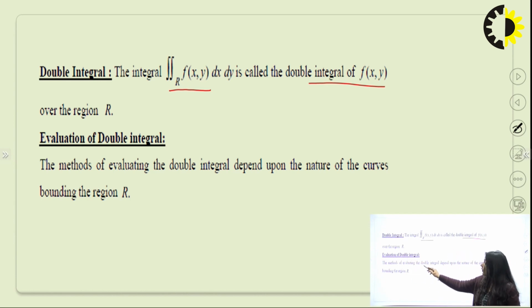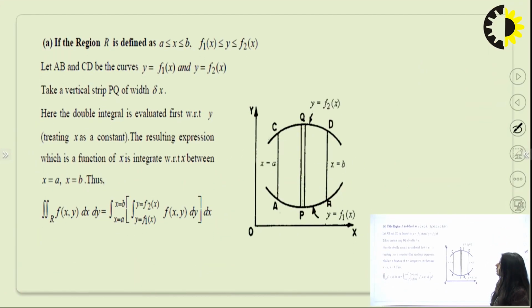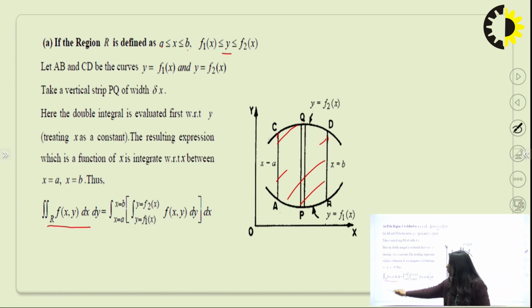The method of evaluating the double integral depends upon the nature of the curves bounding the region R. Firstly, suppose the region is defined such that x is bounded by a to b, so x equals a is this line and x equals b is this line. The region is bounded from this line to this line. Now, y is bounded by the curve f1(x) to f2(x). We assume that this curve is f1(x) and this one is f2(x). So y is bounded from this curve to this curve, and this is the required region. Now, we have to find the double integration of f(x, y) over the region R.